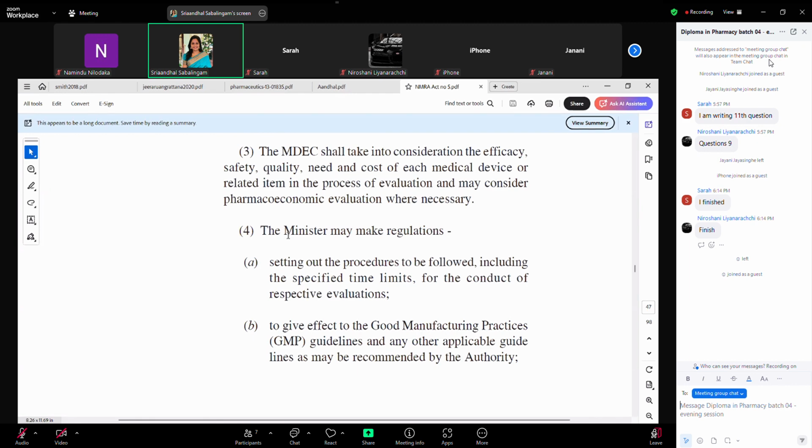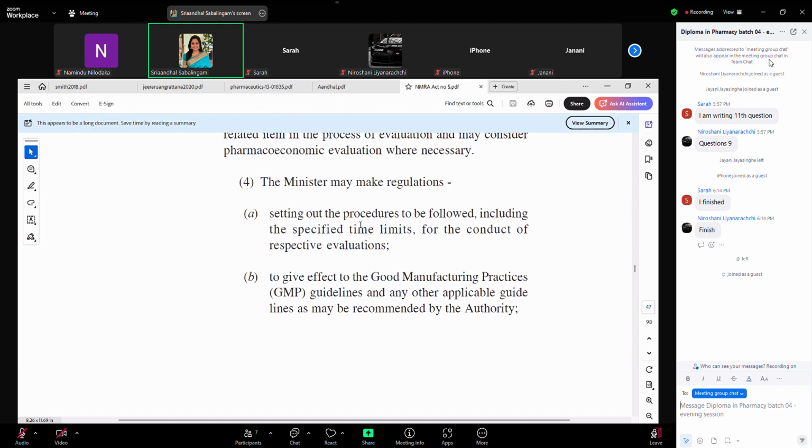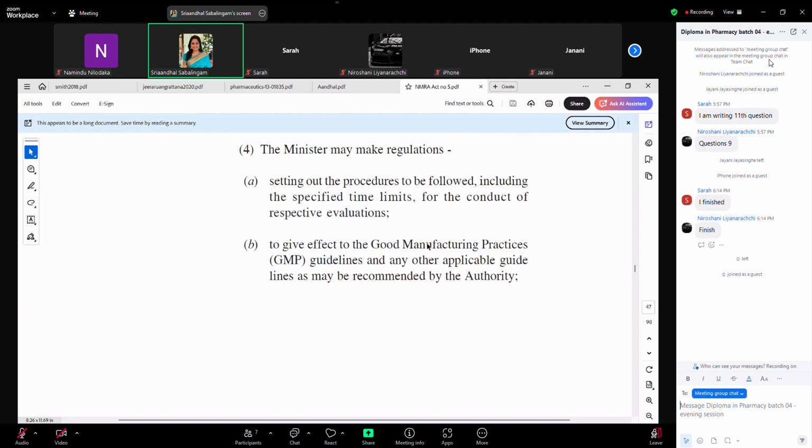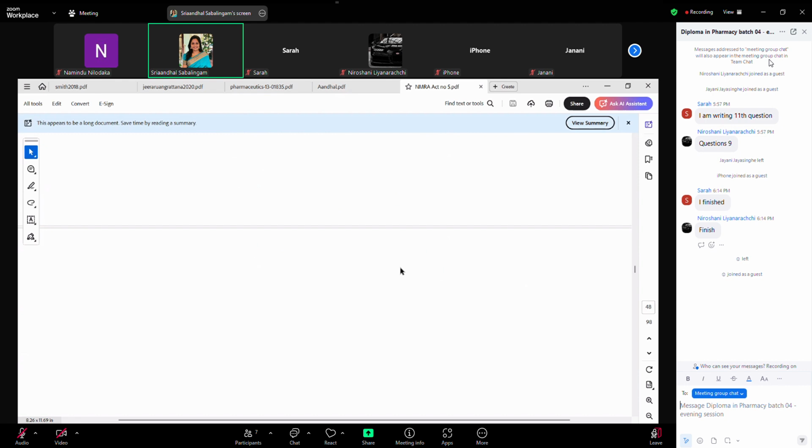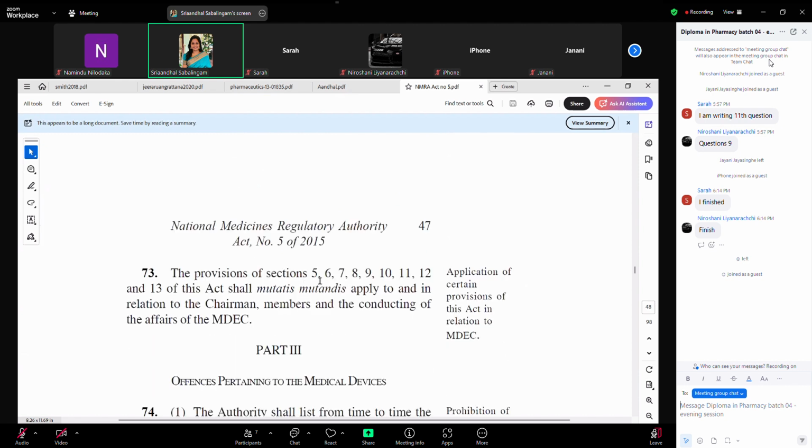So the minister usually makes regulations on the procedures to be followed or specifies time limits, right? And gives effect to the good manufacturing practices and the provisions of section 5.2. If you remember, these will be applied here as well, right?